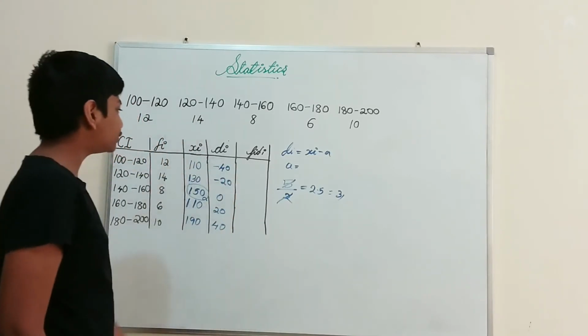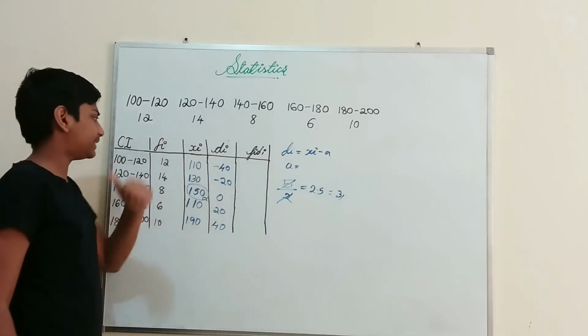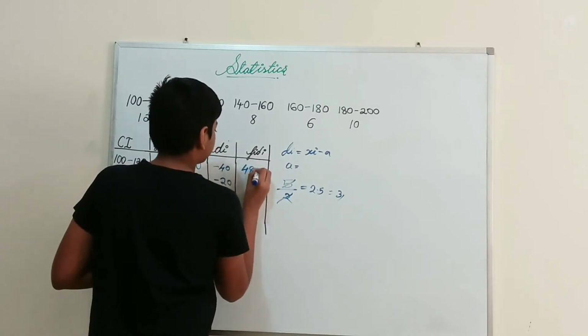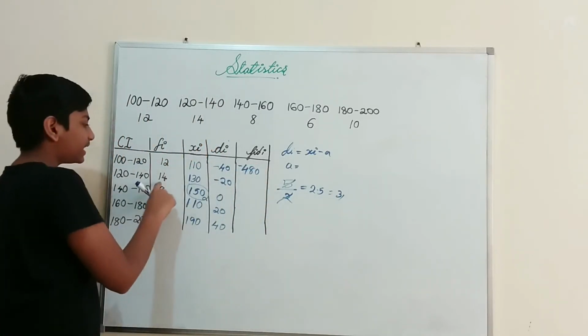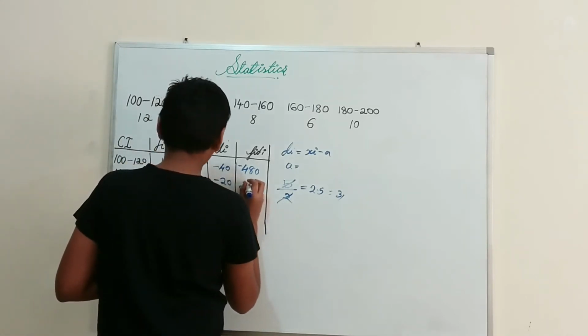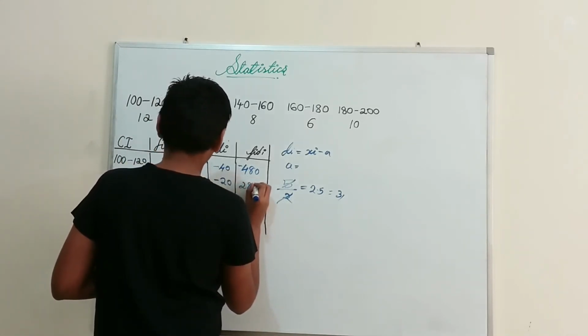Now I need to multiply fi and di. So 12 into 4 is nothing but 480. Okay, so 14 into 20 is nothing but 280.